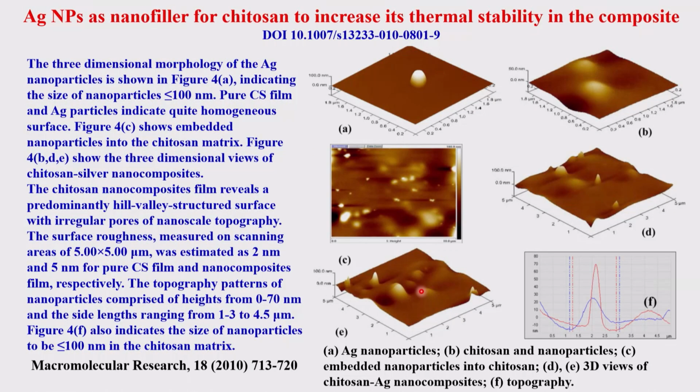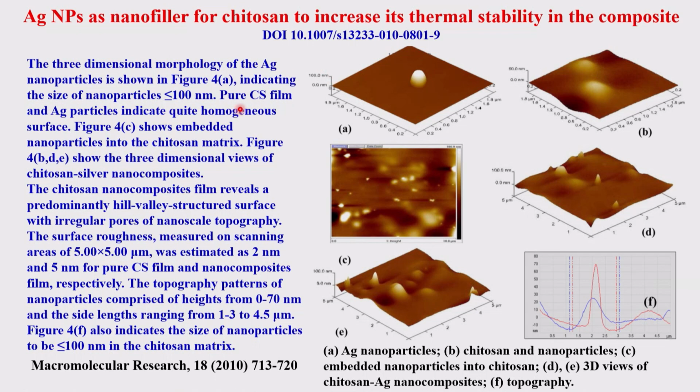Okay, let us look at another example or application of this. This is the silver nanoparticle, AgNP, as nanofiller for chitosan. Chitosan is the polymer matrix. In this, I will not talk about the thermal stability, but this material is used to increase thermal stability by impregnating the silver nanoparticles into the chitosan. So chitosan is a polymer into which you can impregnate these.